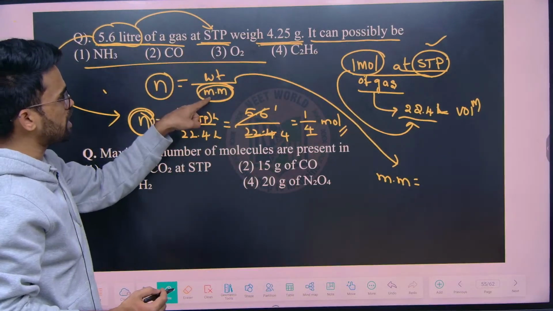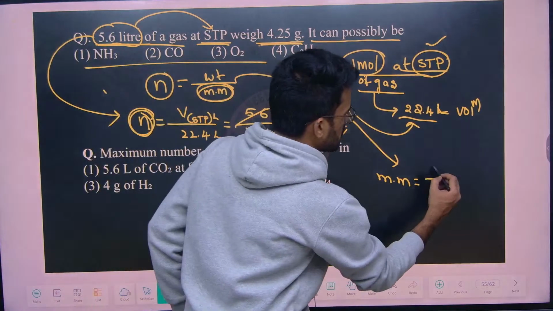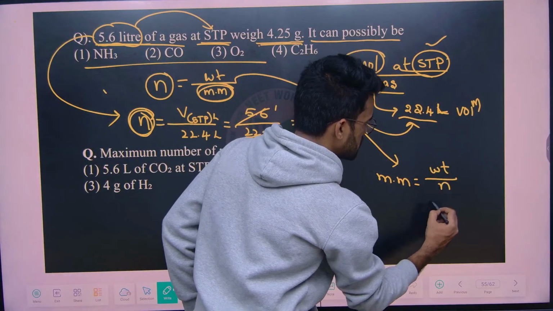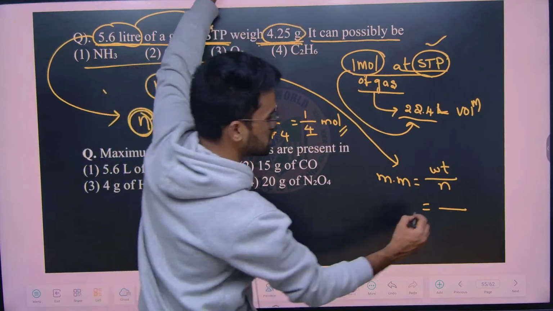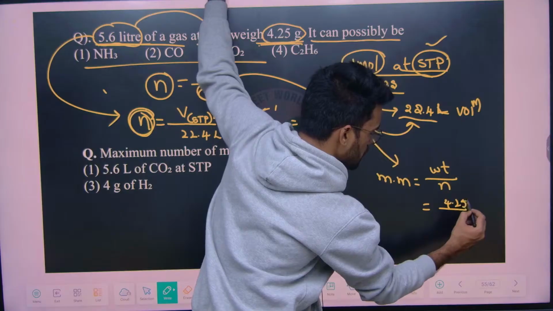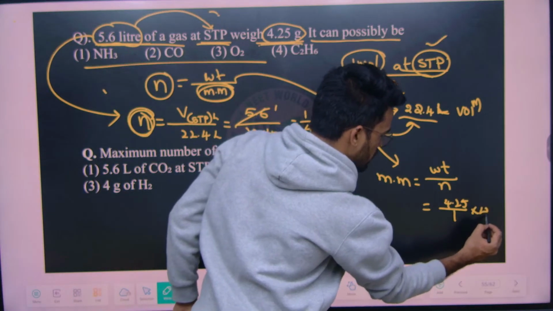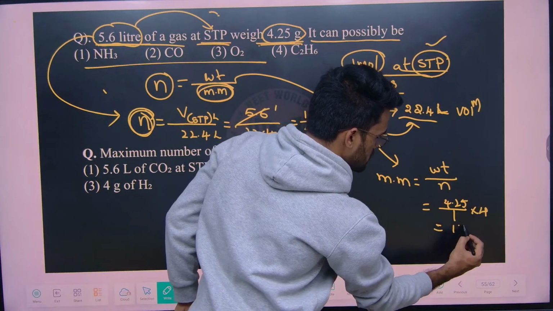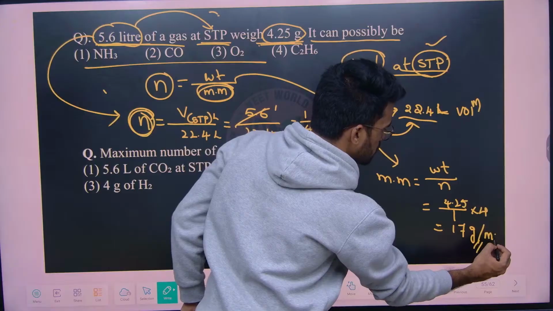So how can I find molar mass? Molar mass equals given weight by number of moles. What can I take? Given weight is, see in the question they mentioned the given weight as 4.25. Number of moles, how many did we get? 1 by 4. So 4.25 into 4 you can write like this. So this will be around 17 grams. Okay, so 17 gram per mole. This is the molar mass.